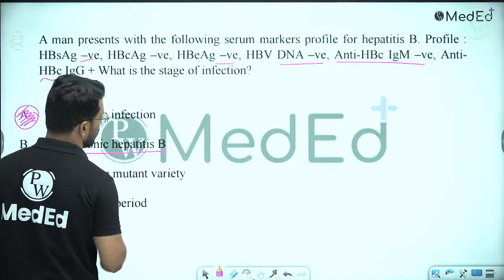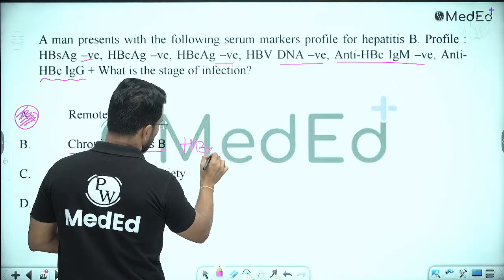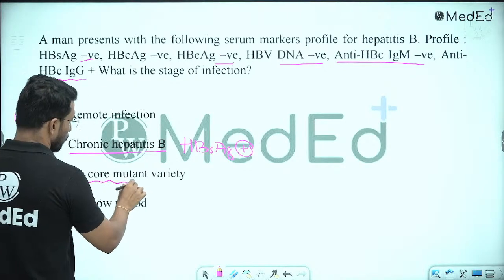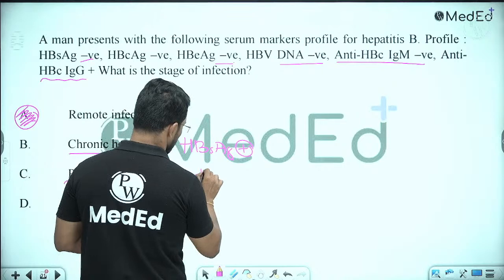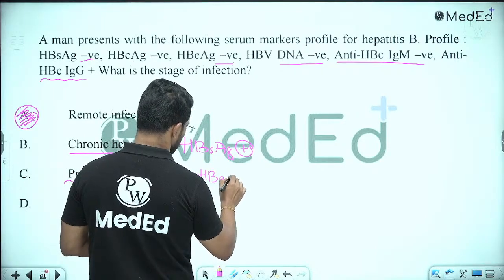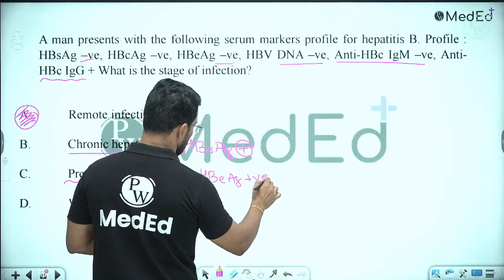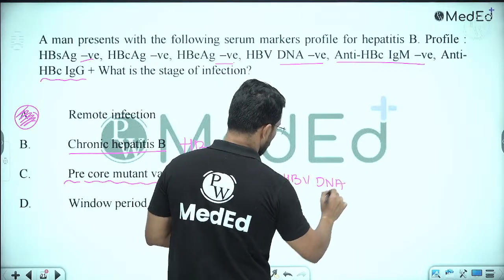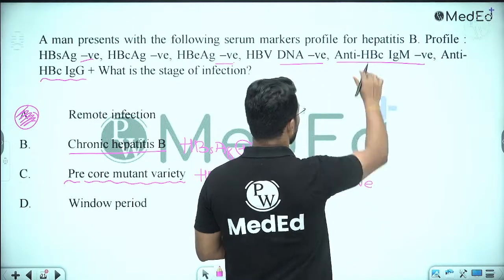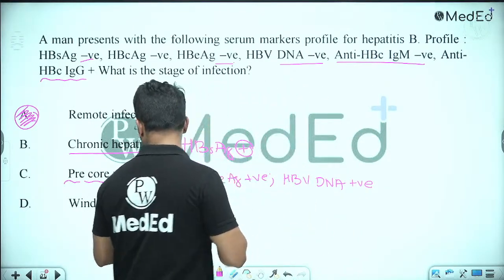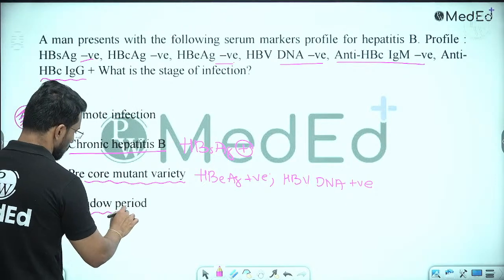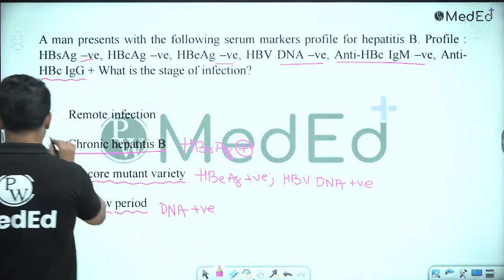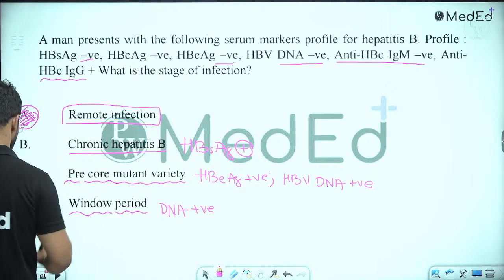If the patient had chronic hepatitis B, he should be positive for HBsAg. Okay. If it is a pre-core mutant variety, then in that case the patient might have HBeAg positivity, and HBV DNA should be positive. Those are not there. Okay. If it is in the window period, again the DNA may be positive. It is not the case here. So it is clearly a case of remote infection. That would be the answer to go for.